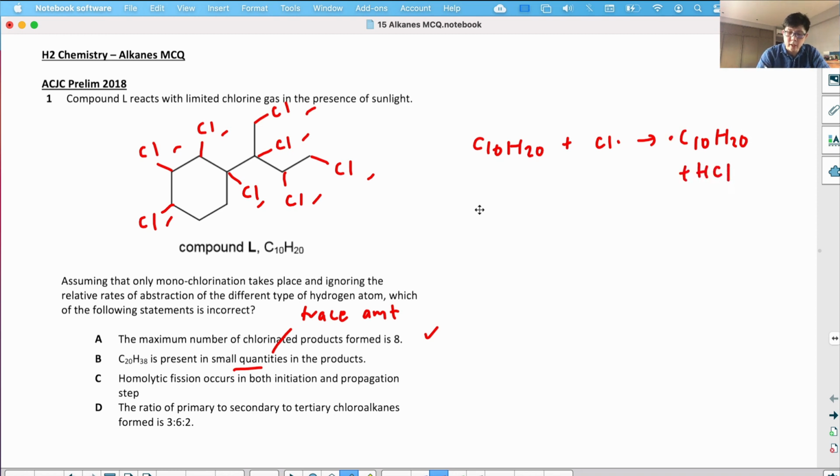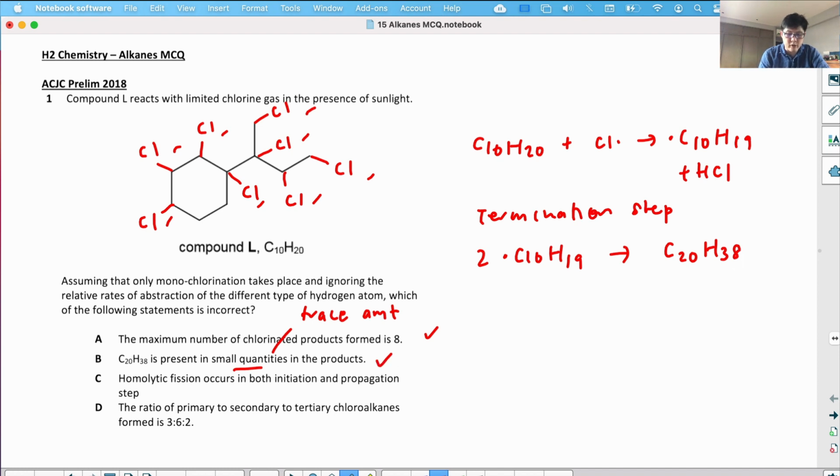So in the termination step, you'll realize that two of these radicals can combine to form a product. You have kicked out an H already, so this must be H19. So two of them will combine to form a side product. It'll be something like C20H38, right? So this statement is correct.